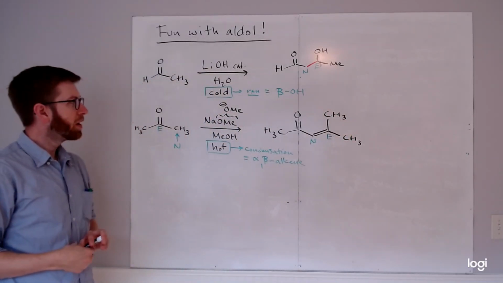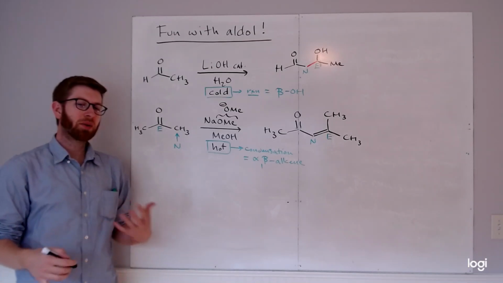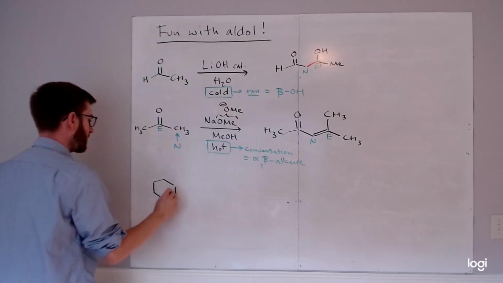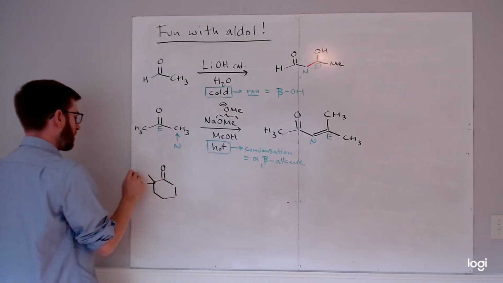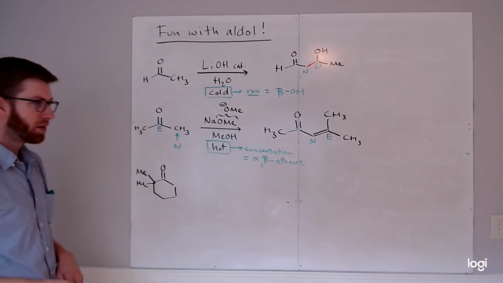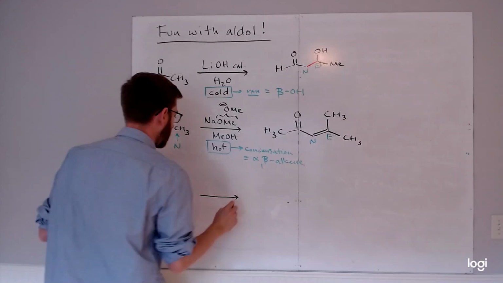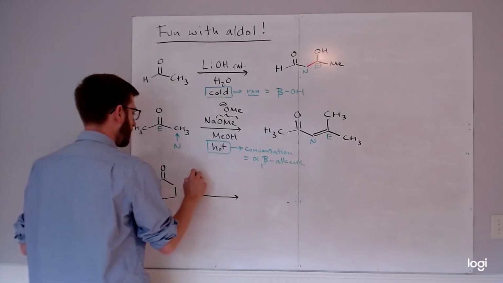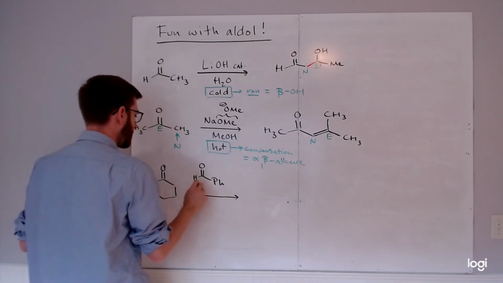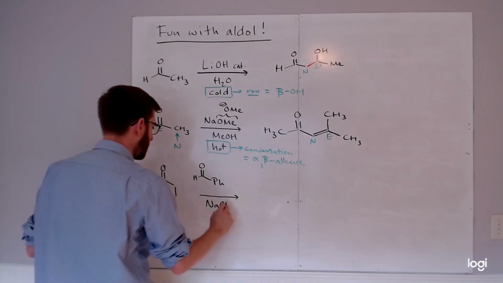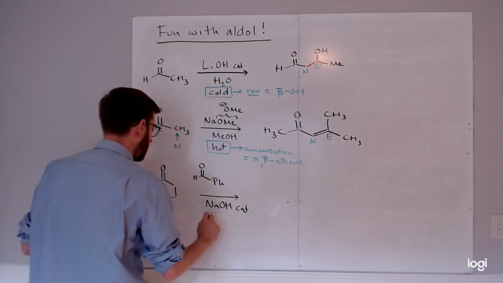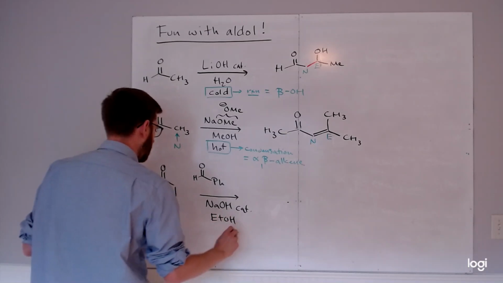Okay, so let's look at one other problem here, and here we're going to introduce a small wrinkle. Let's choose a cyclic ketone. It doesn't have to be cyclic, it's just kind of convenient. And let's gussy it up a little bit. We'll put some methyl groups in and things like that. Now let's treat this with benzaldehyde, sodium hydroxide catalyst, and let's use ethanol as our solvent. And we're going to heat this up.